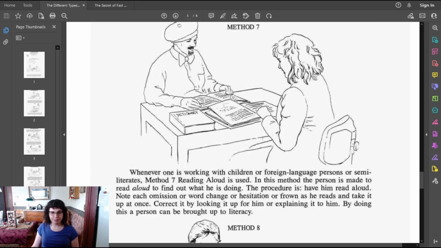Method 7. Whenever one is working with children or foreign language persons or semi-literates, Method 7, reading aloud, is used. In this method, the person is made to read aloud to find out what he is doing. The procedure is, have him read aloud. Note each omission or word change or hesitation or frown as he reads and take it up at once. Somehow, that indicator is a misunderstood word.